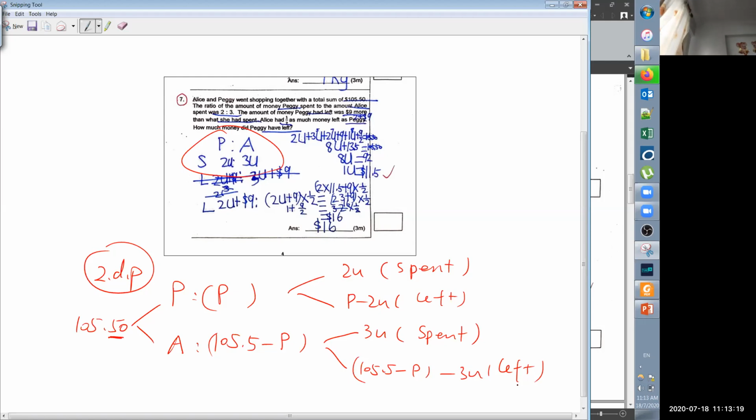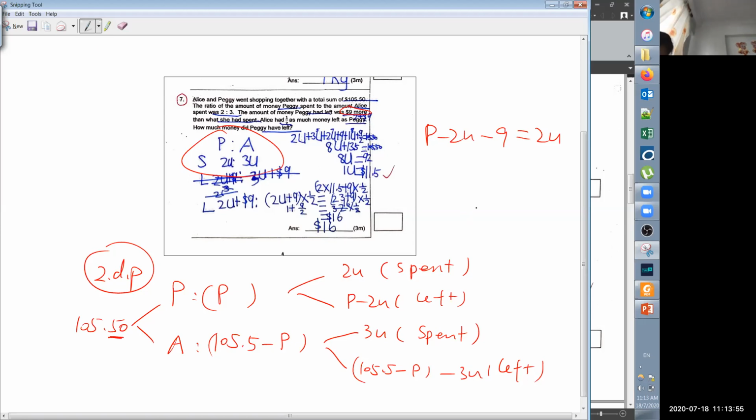So the amount of money Peggy left was $9 more than what she had spent. Or simply you can actually find out this P minus 2U, left is $9 more than she spent. So that means this P minus 2U is $9 more. So that means you minus 9, that will give you 2U. Right? So I wrote minus 9 as plus 9. Oh, okay.